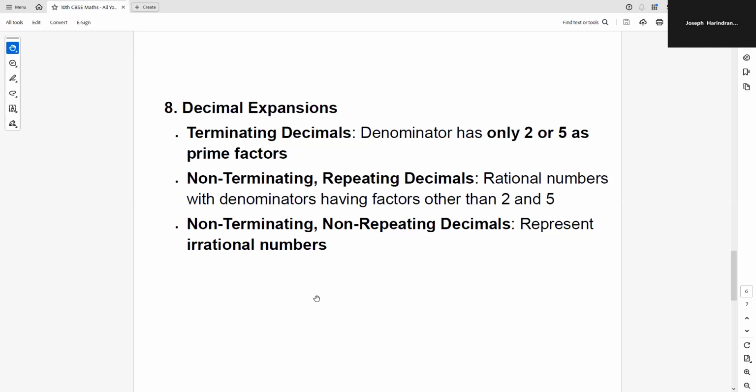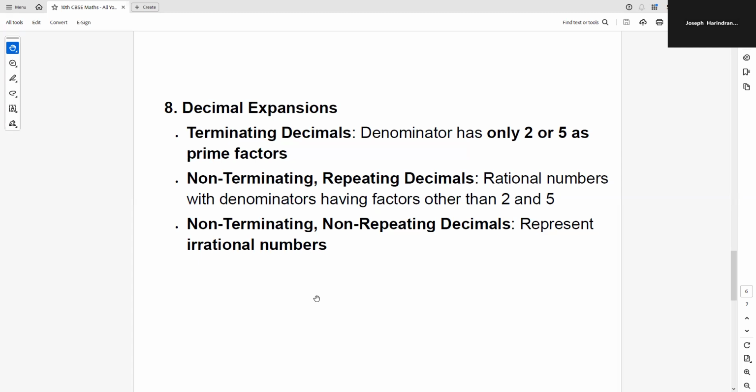Rational numbers can also be non-terminating repeating decimals, or recurring decimals. These are rational numbers with denominators having factors other than 2 and 5. For example, 1 by 3, 2 by 3, 1 by 7. These are block repeating, that is, one or more digits may be repeating in the decimal expansion. It goes on indefinitely.